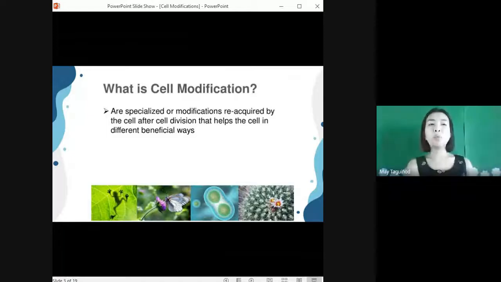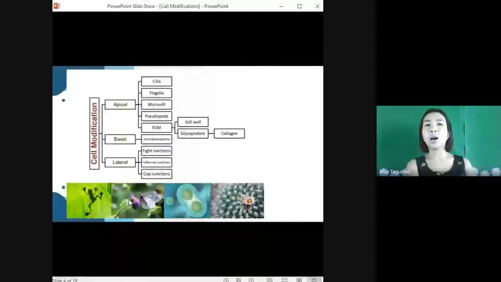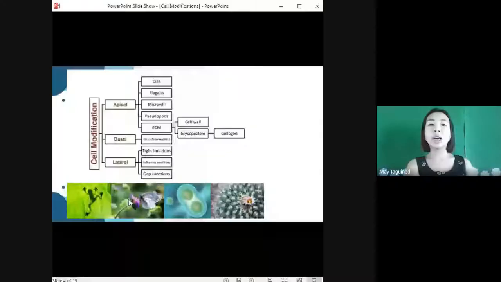Okay, so we have three types of modification, and under these types are the examples that show how important cell modification is.